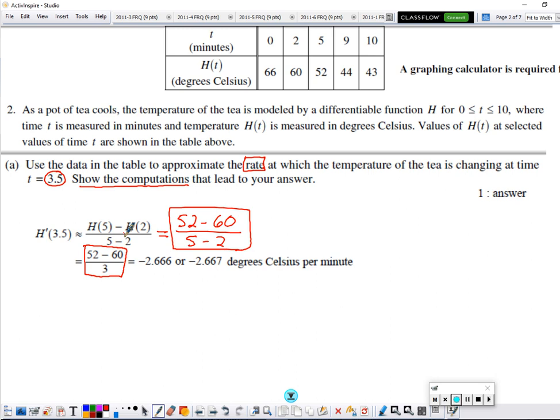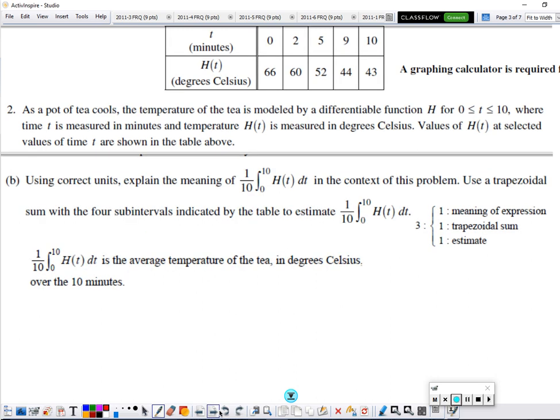Next one. Okay. Key to success on the AP test is having the right habits. Listen to this one. Come on, look at me. Don't read everything. Read until you hit a period or comma or question mark and stop. And do whatever they ask. Don't read more. Using correct units, explain the meaning of this integral in the context of the problem. So right there you should stop and answer the question. Don't do anything else.